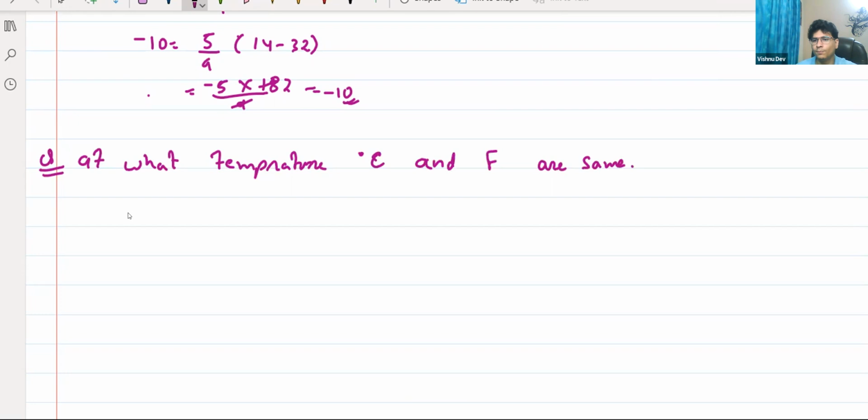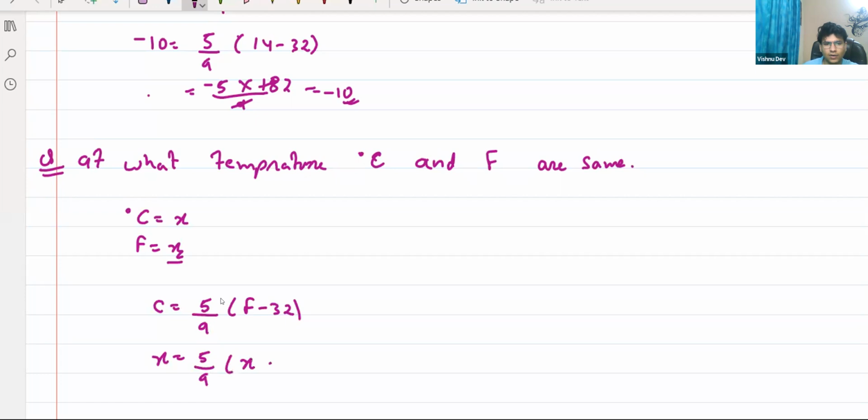So what will I do? I will take degree centigrade as X and Fahrenheit also as X. So what is the formula, guys? C is equal to 5/9 into (F minus 32). So in place of C I will put X, so X is equal to 5/9 into (X minus 32). Both are X. Can you solve? Just take some time and solve. Everyone try once.